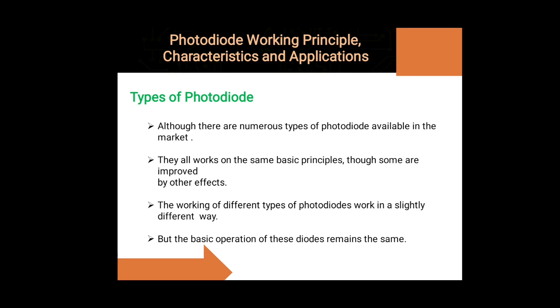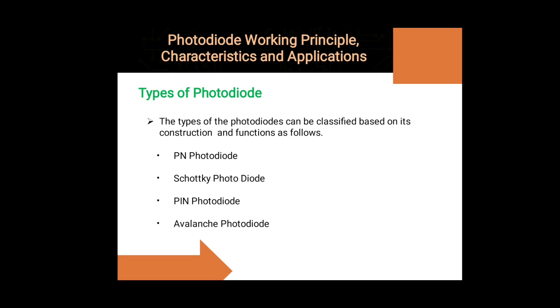Although there are numerous types of photodiodes available in the markets and they all work on the same principle, the working of different types of photodiodes differs slightly, but the basic operation of these diodes remains the same. The types of photodiodes can be classified based on their construction and functionalities. There are four: one is the p-n photodiode, second is the Schottky photodiode, third is the pin photodiode, and fourth is the avalanche photodiode.